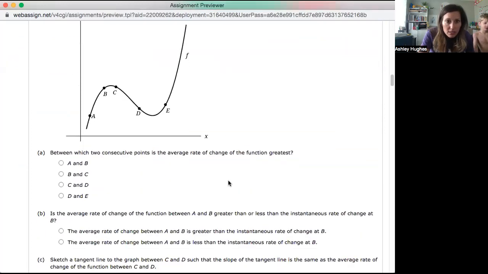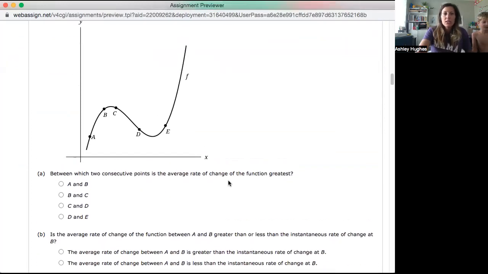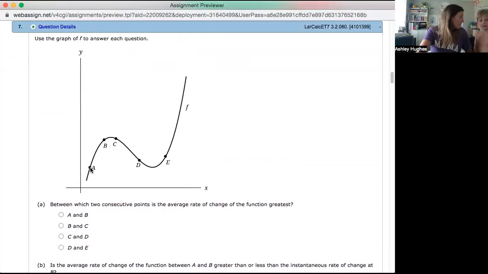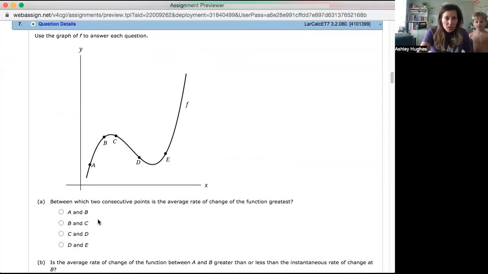Okay, between which points is the average rate of change the greatest? So where's the slope the greatest? The slope would be the greatest between A and B, steepest slope.